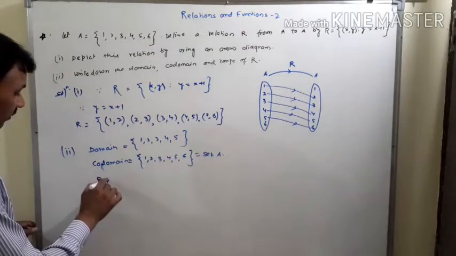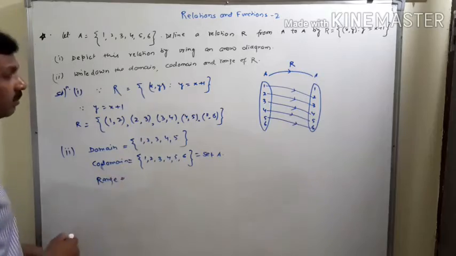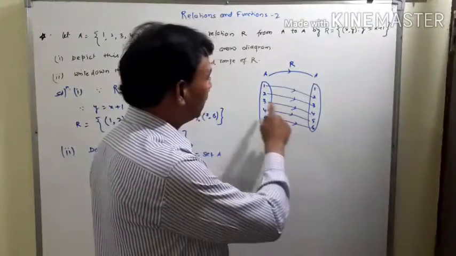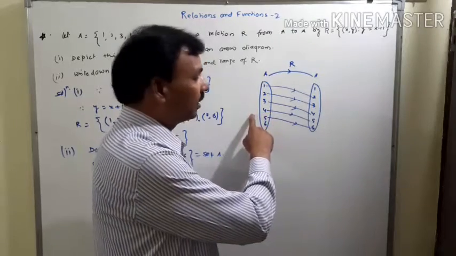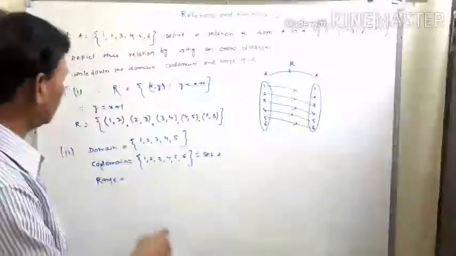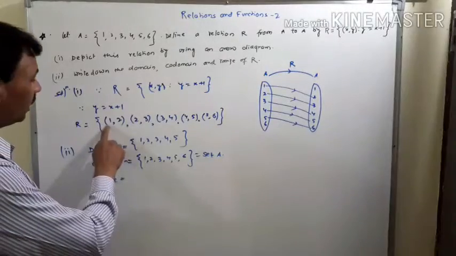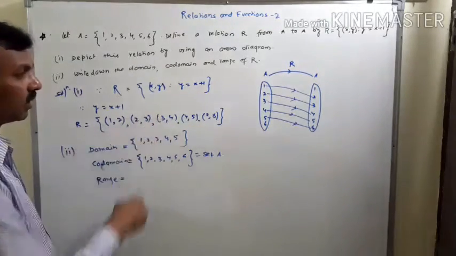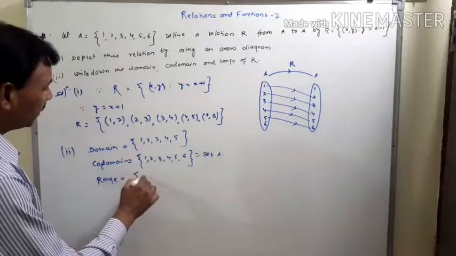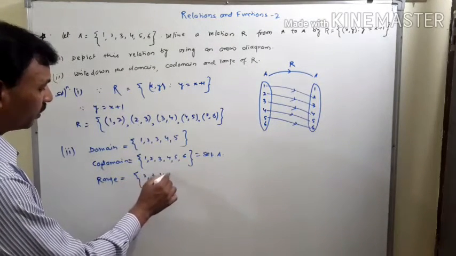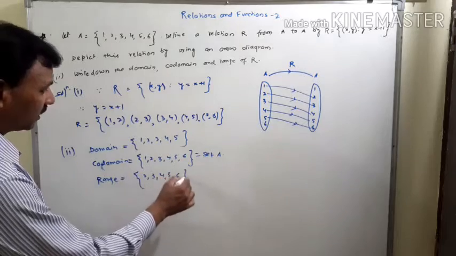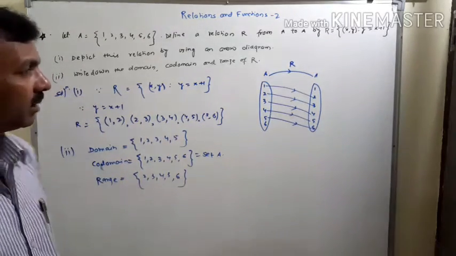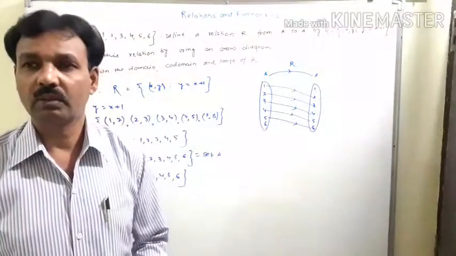And range means all elements of this set which have a pre-image in this set. Or in other words, all second elements of each ordered pair of this relation are known as range. That means range will be 2, 3, 4, 5 and 6. This is the range. Now in the next video, we will discuss functions.